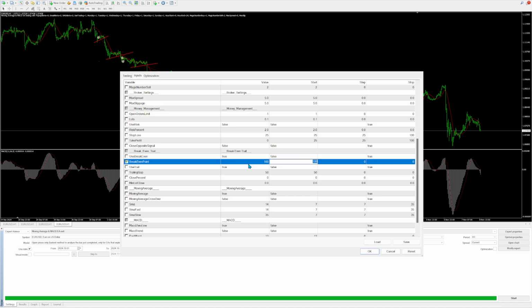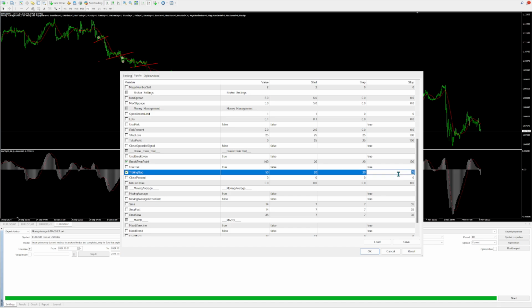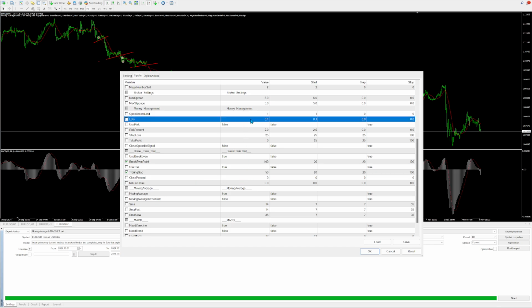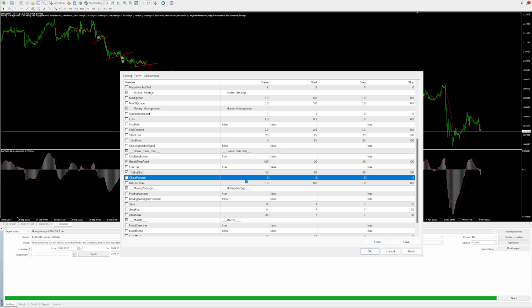So we want to optimize the break-even point, starting at 20 pips, going up in steps of 20 pips, and stopping at 100 pips. Same for the trailing gap. 20 is where you start, this is the step you take, and this is where you stop. So that would be 20, 40, 60, 80, 100. Close percent is if you want to close a percentage of the trade. So for argument's sake, let's test closing 0%, 25%, and 75%.